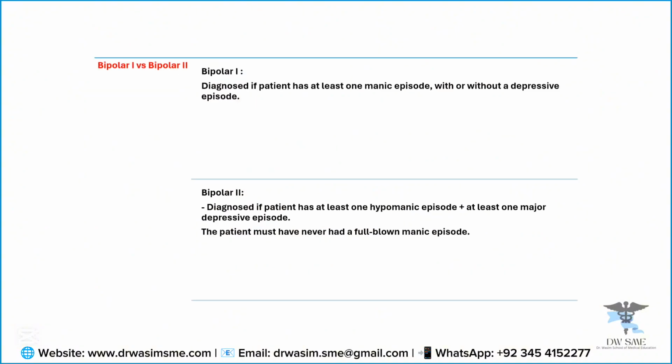Now going back to bipolar 1 and bipolar 2. Bipolar 1 is diagnosed if the patient has at least one manic episode, with or without a depressive episode. Bipolar 2 can be diagnosed if the patient has at least one hypomanic episode with at least one major depressive episode. The patient must never have a full-blown manic episode when diagnosing bipolar 2. This is a key distinguishing factor to be aware of.